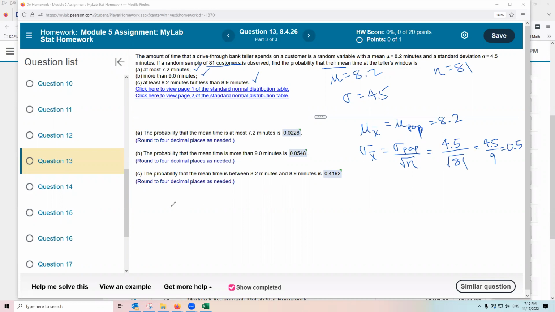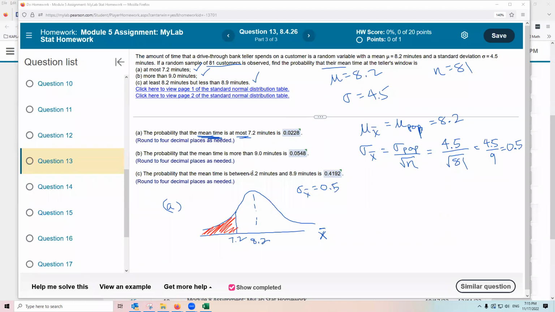So now for part A, if I was to draw a diagram, by the way, notice we're working with the probability of the mean time. So we're really plotting X bars here. Well, this mean is 8.2. The standard deviation here is 0.5. And they're asking us to find the probability of at most 7.2. Well, that really means less than 7.2. So we want to find this red area. I'll color it in red here.